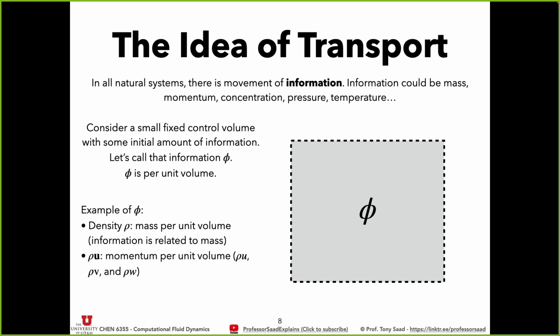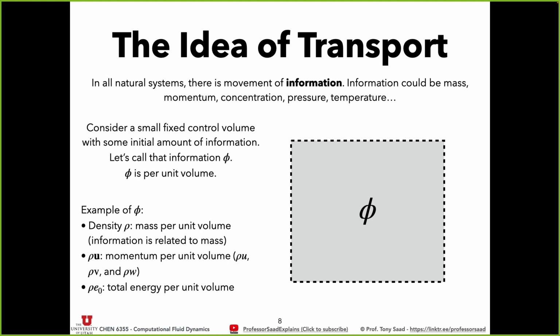Momentum is mass times speed, or velocity, u, divided by volume, it becomes rho u. So rho u gives you momentum per unit volume. Now remember, this is a vector here. U is a vector, and that's fine. Phi could be a vector. It's okay. It just has three components, rho u, rho v, and rho w. Okay?